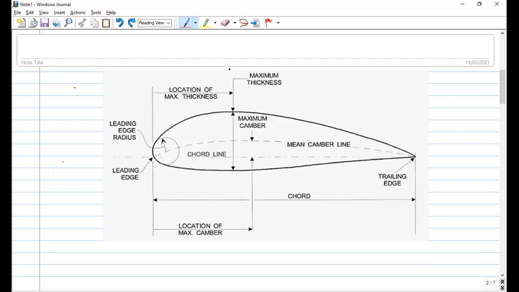Then we also have the leading edge radius. So ito yung leading edge radius natin, the radius of curvature of the leading edge. The size of the leading edge radius can significantly affect the initial airflow characteristics of the airfoil section.